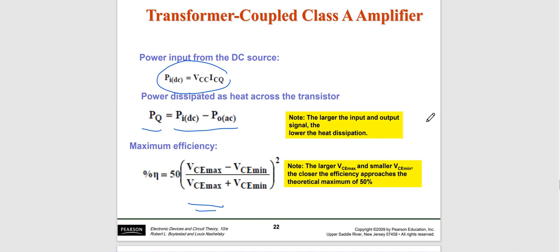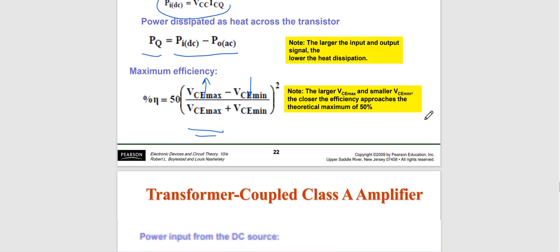Okay, so from the transformer, the maximum efficiency is 50 multiplied by (VCE max minus VCE min) per (VCE max plus VCE min) squared. So if we have the larger VCE max, and this is larger and this is the smaller, the efficiency is close to the theoretical maximum of 50%.